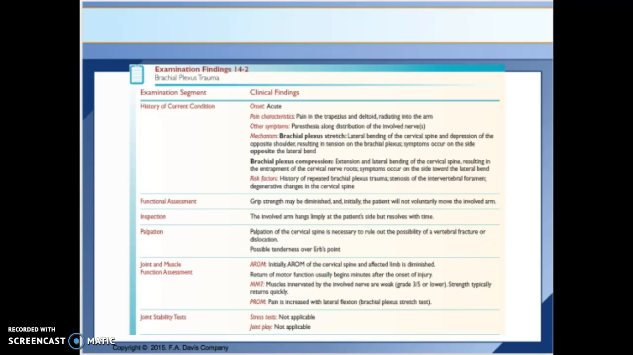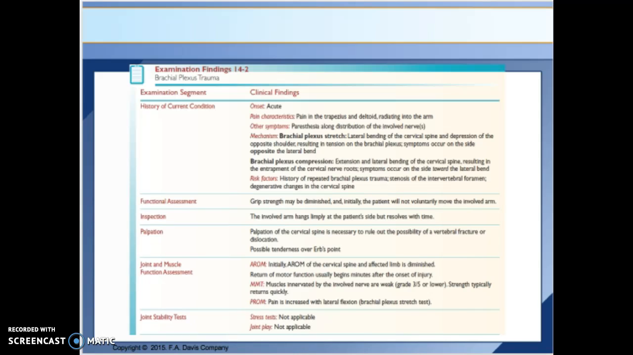Their grip strength is typically diminished and there's no voluntary motion of the arm initially, but we know with our brachial plexus injury that it tends to resolve very quickly. One thing that you want to be able to do is differentiate between a cervical nerve root impingement and a brachial plexus injury. The brachial plexus injury by its nature is transient. The symptoms begin to resolve within minutes, at least within an hour. Some patients can actually experience this brachial plexus injury and return to play the same day.